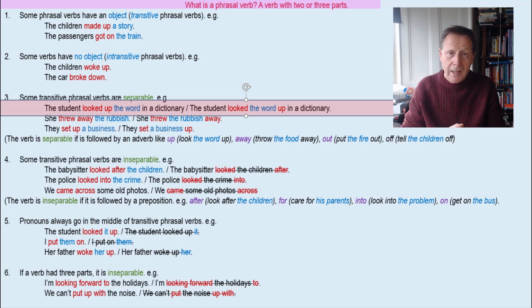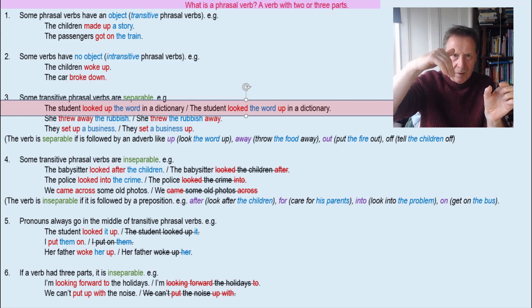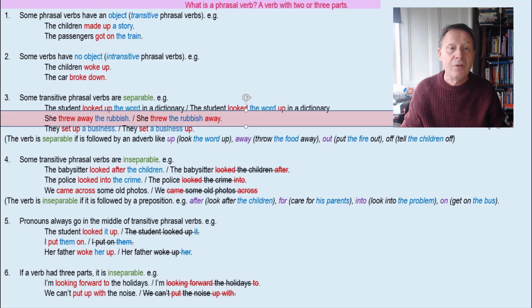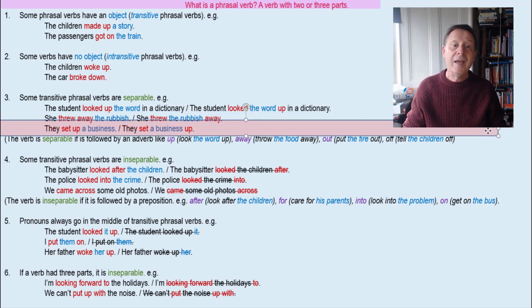We can also say the student looked the word up in a dictionary. So looked and up can be separated and the object can go in the middle. Let's look at example number 2. She threw away the rubbish. We can also say she threw the rubbish away. Next example. They set up a business. They set a business up.